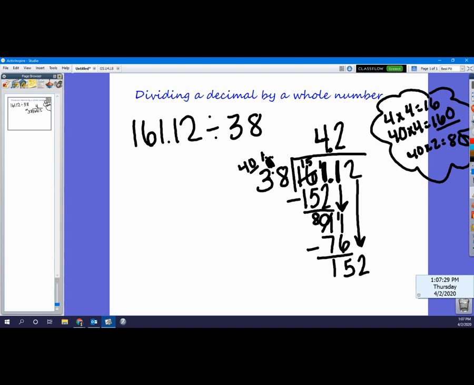And now I have 152 divided by 38. And so now if I use that 40 as my estimate, I can see that, oh, last time I did 4 groups right here, I got 152. And that happens to be the exact number that I'm looking for. So we divide just like normal, except for that first step of moving the decimal into the quotient line.